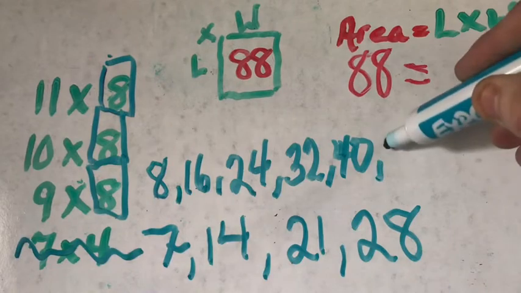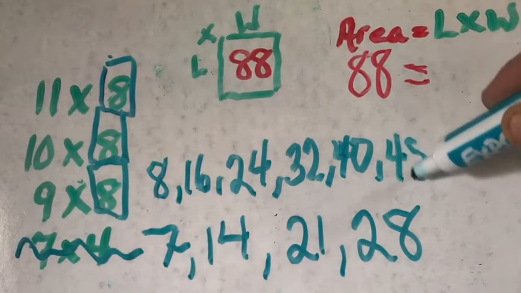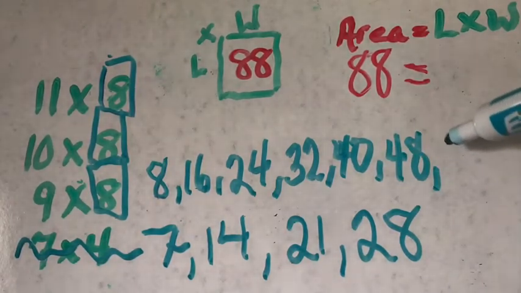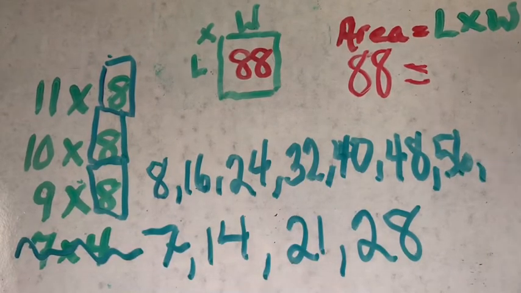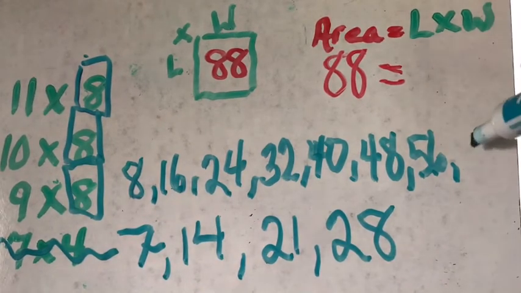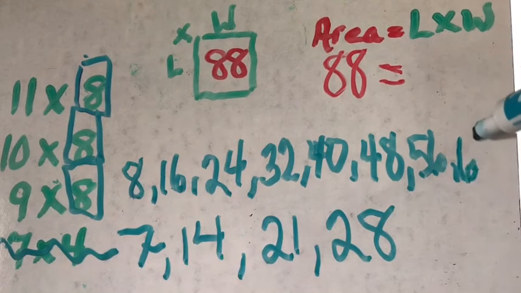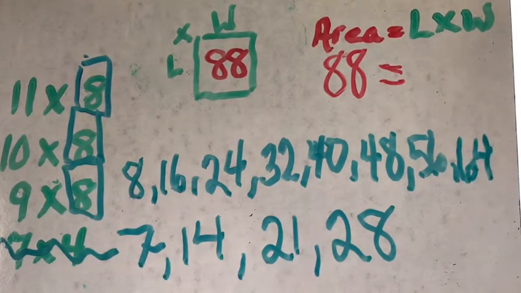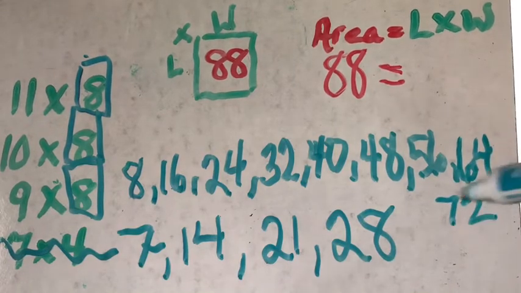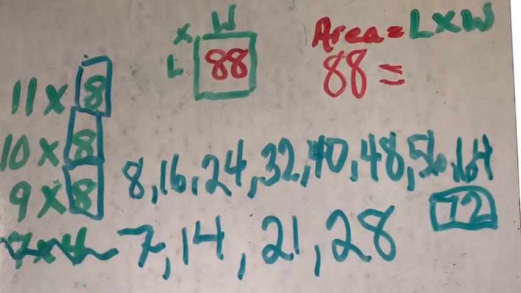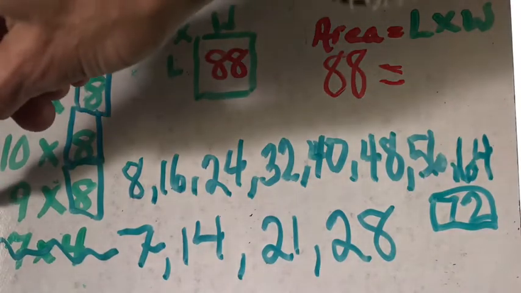6 8s is 48. 7 8s is 56. 8 8s, I ate and I ate. I got sick on the floor. 8 times 8 is 64. And 64 plus 8 will give us 72. So 9 8s equals 72. So that's not going to work.